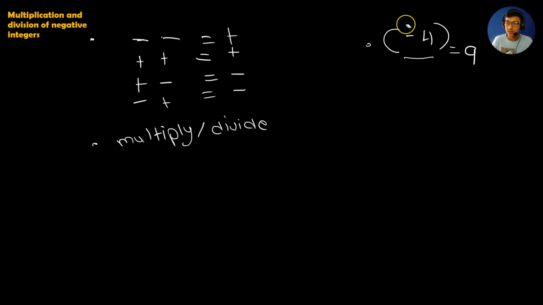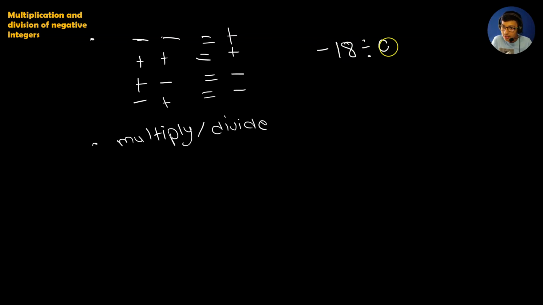Let's try one last equation. The last one is negative 18 divided by 9. We check here: the 9 doesn't have any sign, so it means it's a positive. A negative and a positive equals a negative. So we add a negative in our answer, and then we simply divide. 18 divided by 9 equals 2, and so our answer here is negative 2.